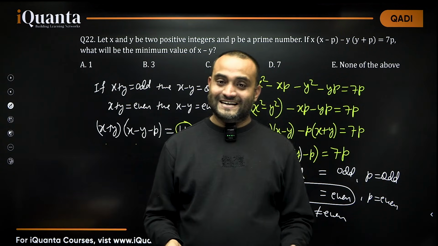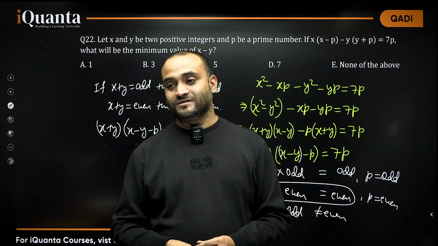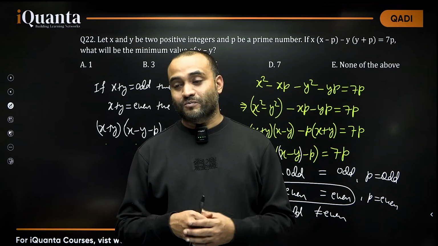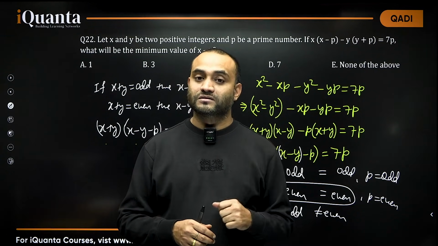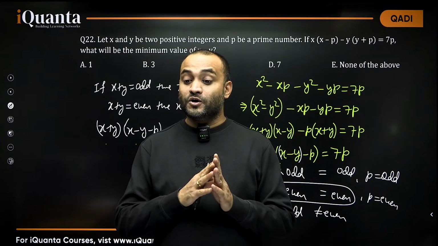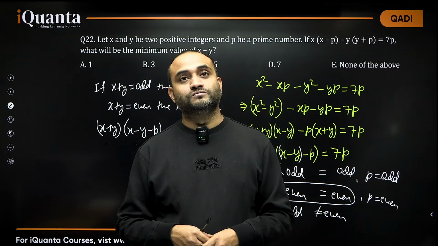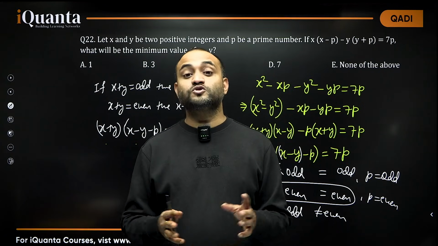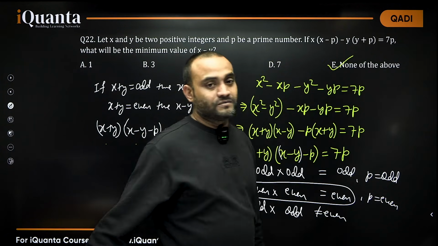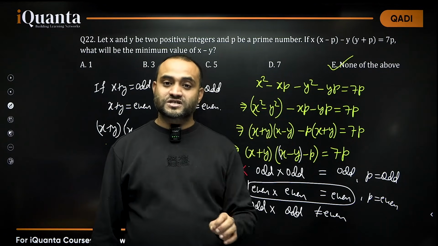So once again, this was the second question in the XAT 2023 Quant DI section, which was wrong. The question is wrong. There is no minimum value possible because there is no case possible. Zero solutions. Although one of the options was none of the above, so we will mark that, but the question is wrong.